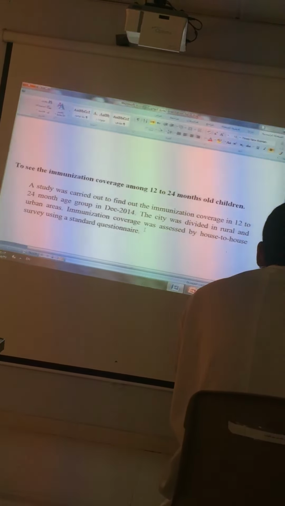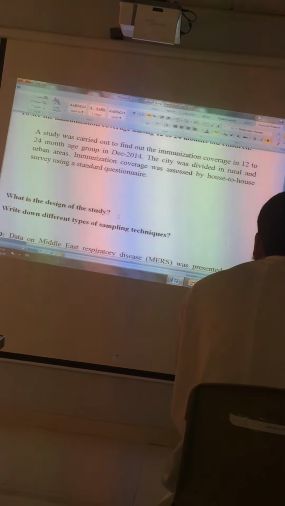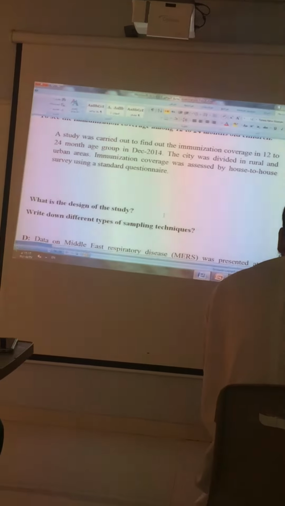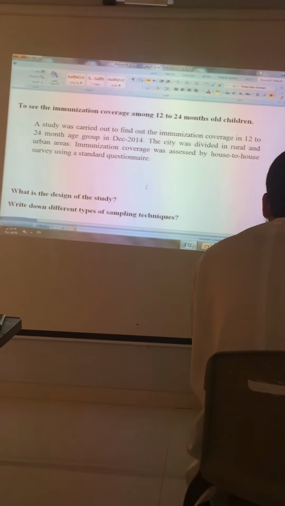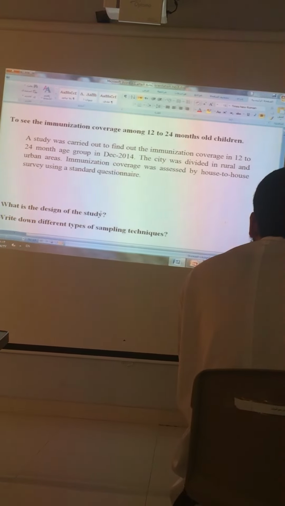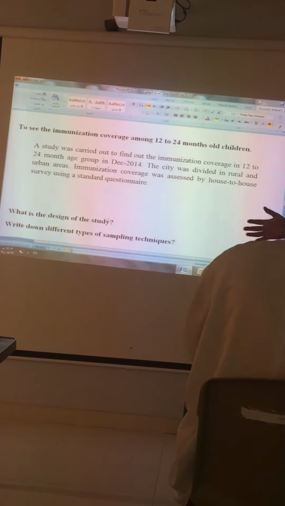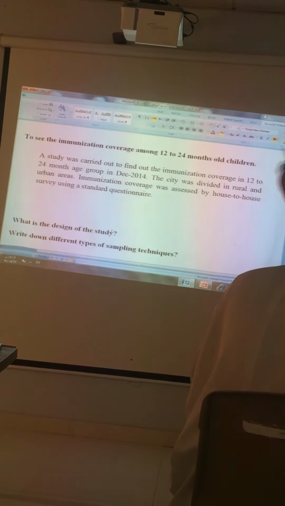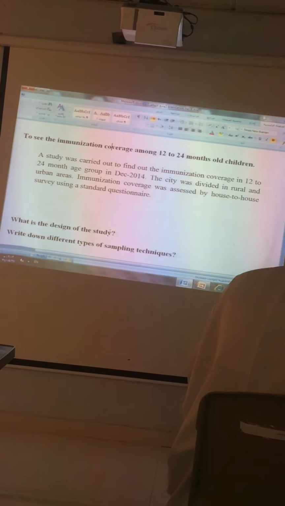Now the question is, what is the design of the study? It's a cross-sectional study. How is it a cohort? Cohort means you have 2 groups: one is exposed, one is unexposed. In case control you have 2 groups: one are cases and another are controls.